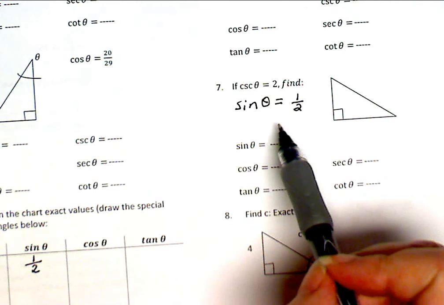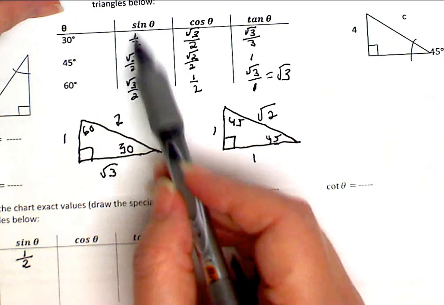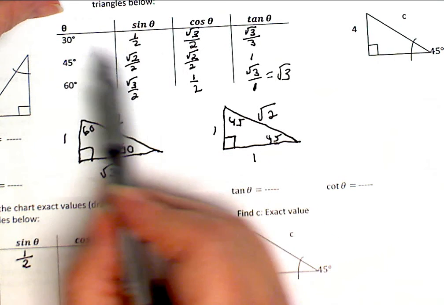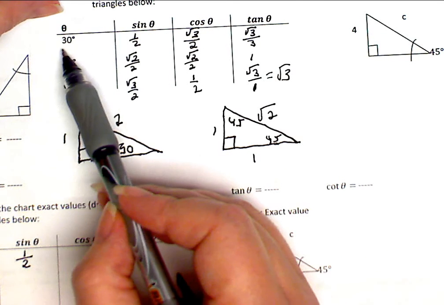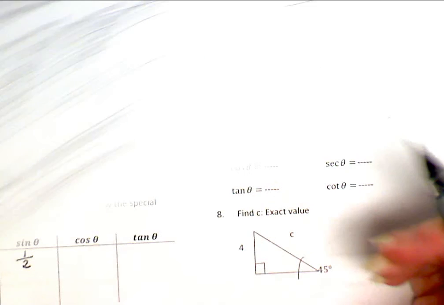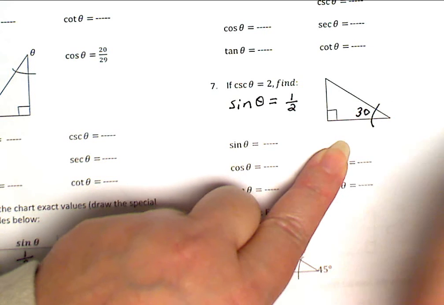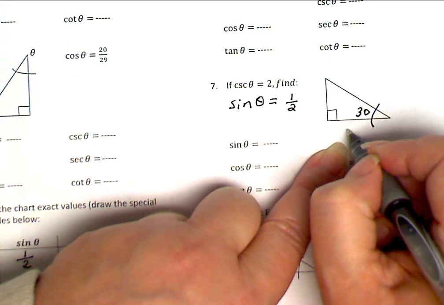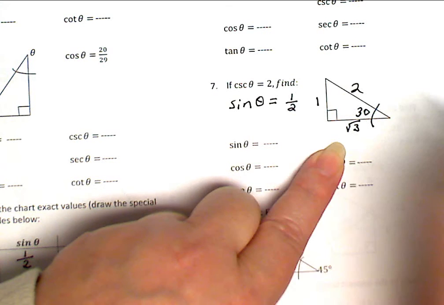Looking at our chart, this is the easiest way to do these ones, ladies and gentlemen. Sine of 1/2. Where is sine 1/2? What degrees? A 30-degree triangle. See that? Sine is 1/2 at 30 degrees. So that means that my theta is 30. This side is the square root of 3, this is 1, that's 2. That's the easiest way to do it.